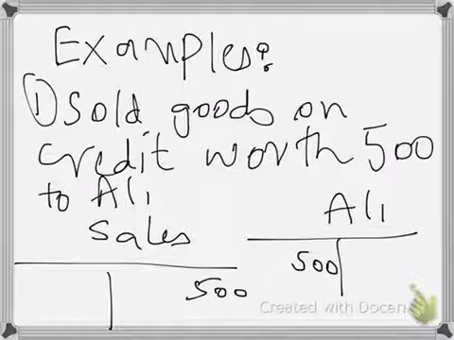So this is the first example. Sold goods on credit worth 500 to Ali. So obviously in this transaction we'll have to make two T accounts. One is Ali and the other is sales. Ali's account will be debited and the sales account will be credited.